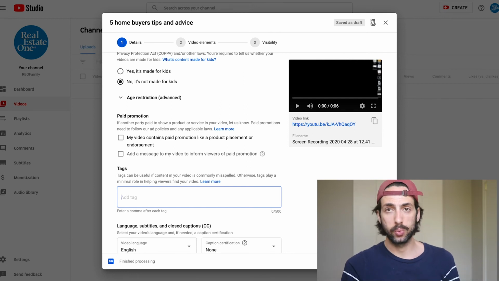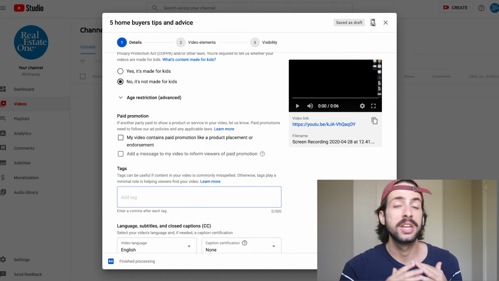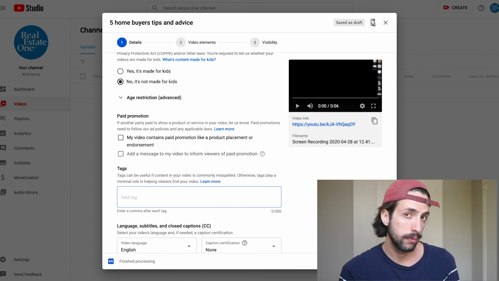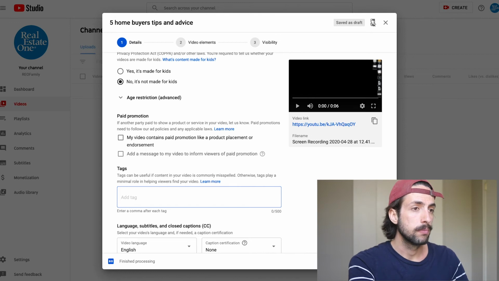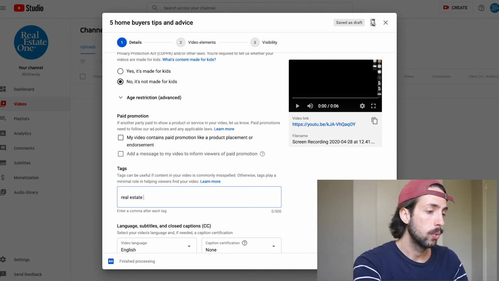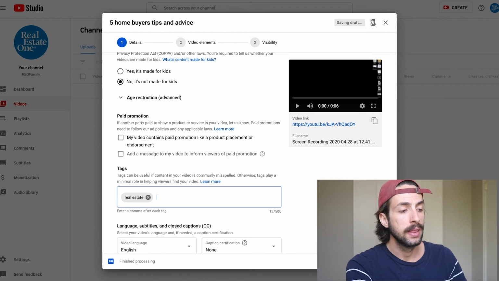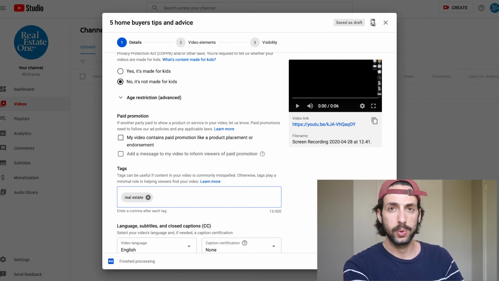Tags are essentially keywords, right? They're essentially going to be helping out your title. So let's say somebody doesn't necessarily search "home buyer tips and advice" word for word. Maybe they use synonyms for some of those words that I cannot think of off the top of my head. Basically, for your tags, you're going to want to put in industry specific keywords. For example, real estate is a good one. And the way you solidify it is you put a comma after it. Typically, these don't want to be individual words. You want these to be phrases.